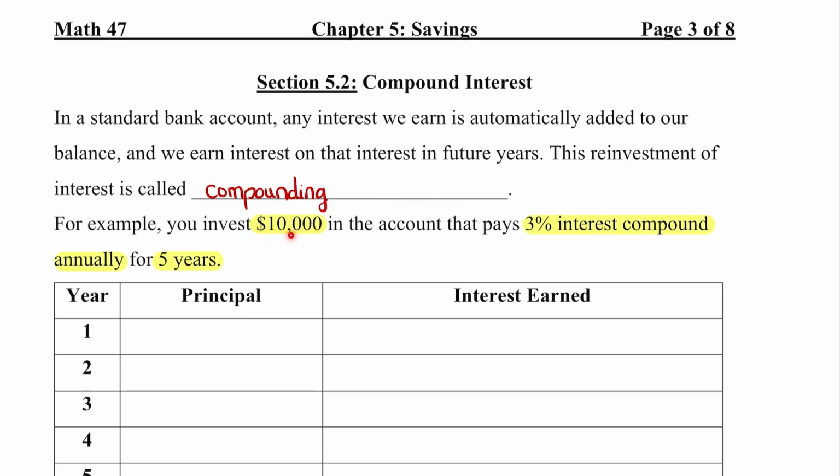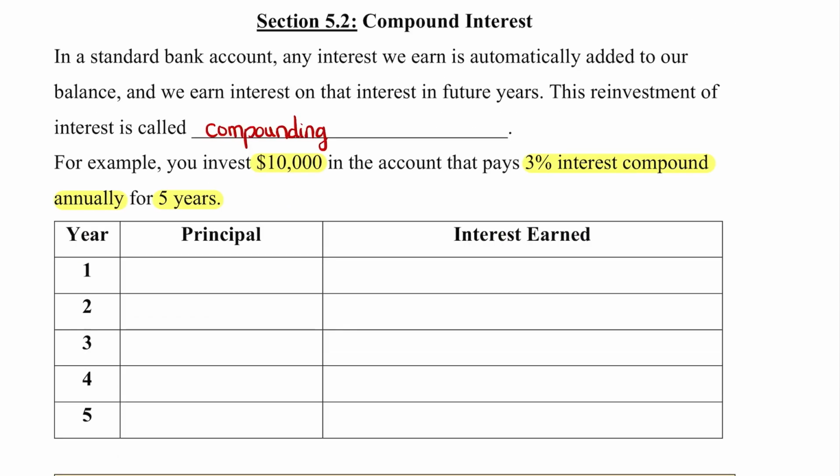I started with $10,000 in the account, and that account pays me 3% interest compounded annually for 5 years. What does compounded annually mean? It means that every year, the amount of interest that I earned from the previous year will be added to my principal, and I will start earning interest on that interest that I earned from the previous year. Let's take a look at this table.